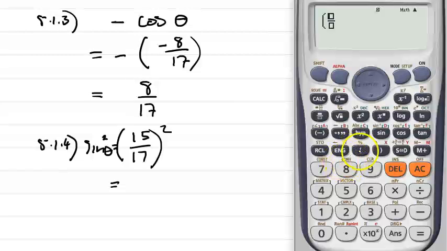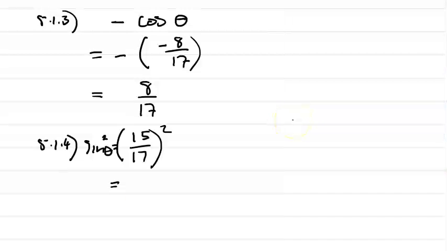So here we got 15 over 17 squared equals 225 over 289.